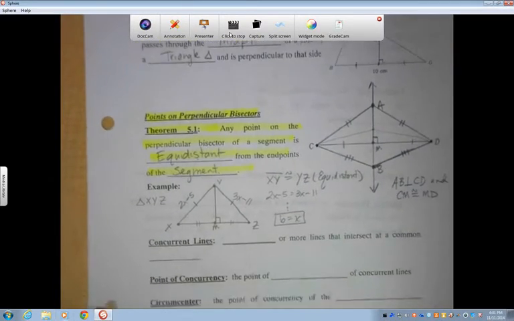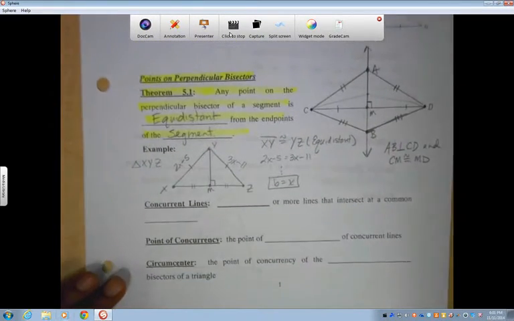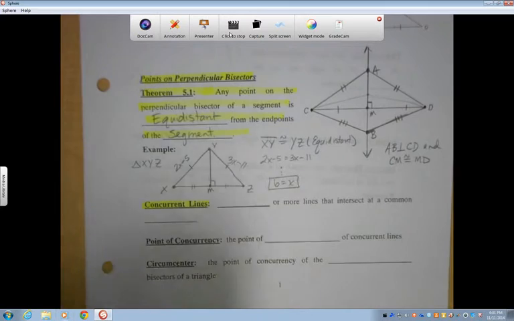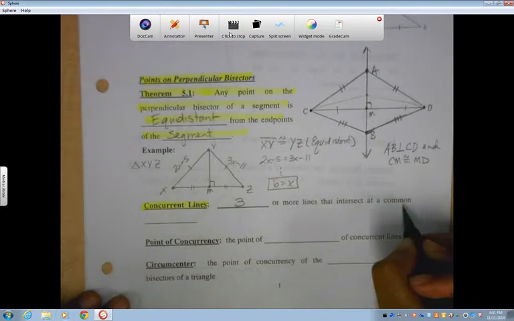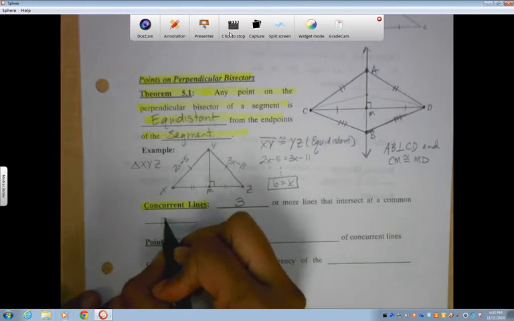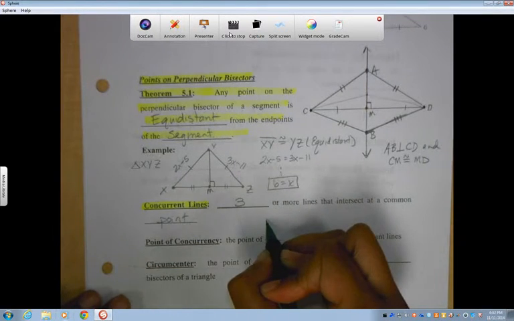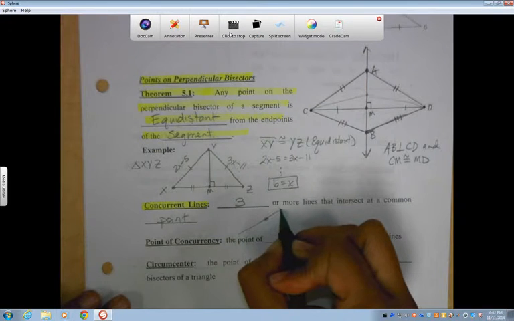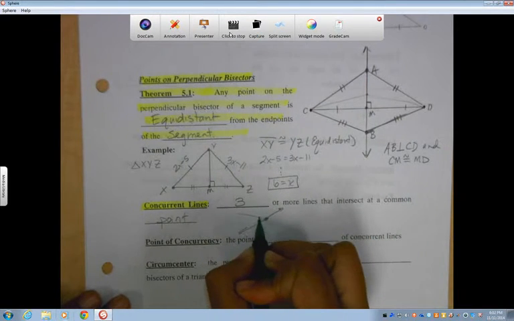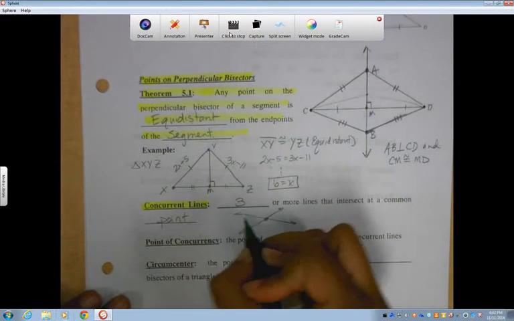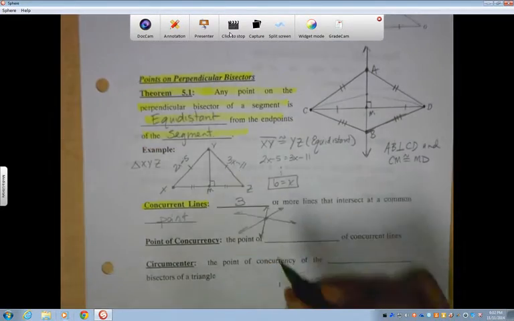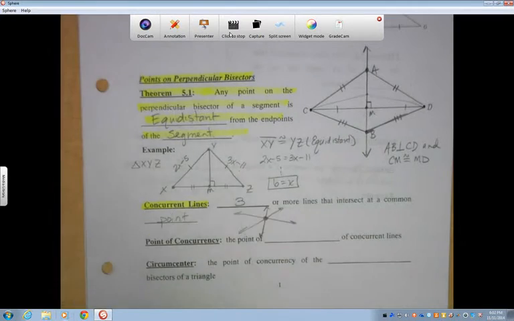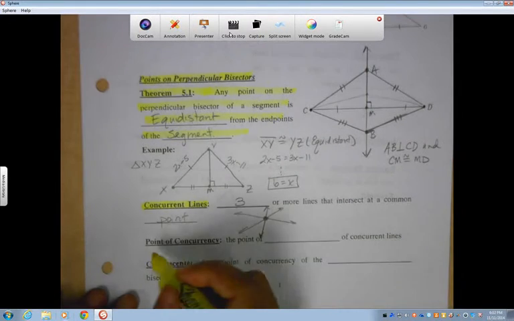And then a new vocab will be concurrent lines. And I need to kind of show that to you. Concurrent lines. Basically, these are 3 or more lines that intersect at a common point. So basically, let's say I have a point. Got a line that goes through there. Another line through that point. And a third line. If I have 3 or more that intersect at the same point, at a common point, then we call those lines concurrent. So that's the new vocab that you need to know.